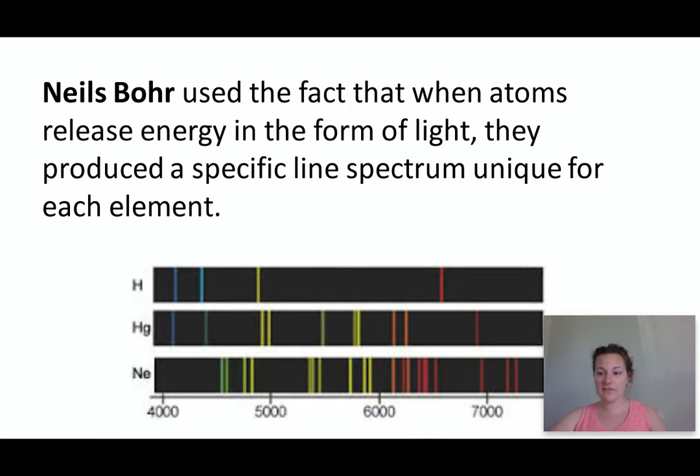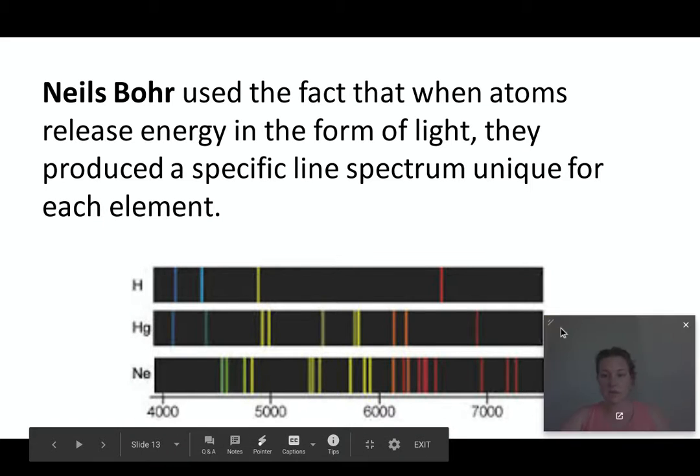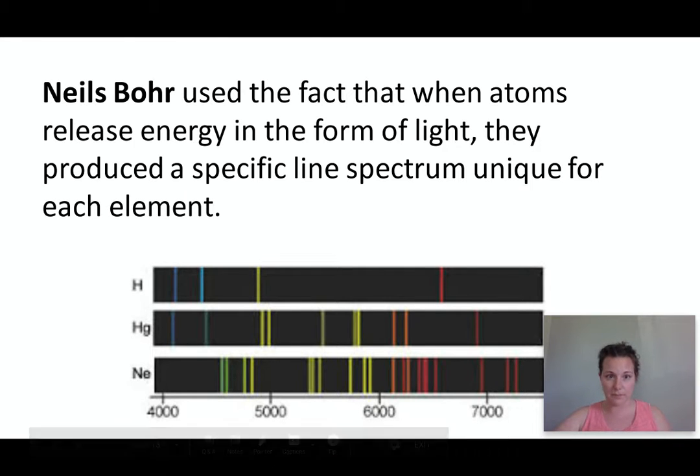Now, he used the fact that atoms release energy in the form of light. They produce a different or very specific line spectrum. So when you look at hydrogen, we see the line spectrum at the top of this image, and then mercury has a very different line spectrum, and so does neon. And in fact, every single atom that you look at is going to have a unique line spectrum. And this was important for Bohr's theory.